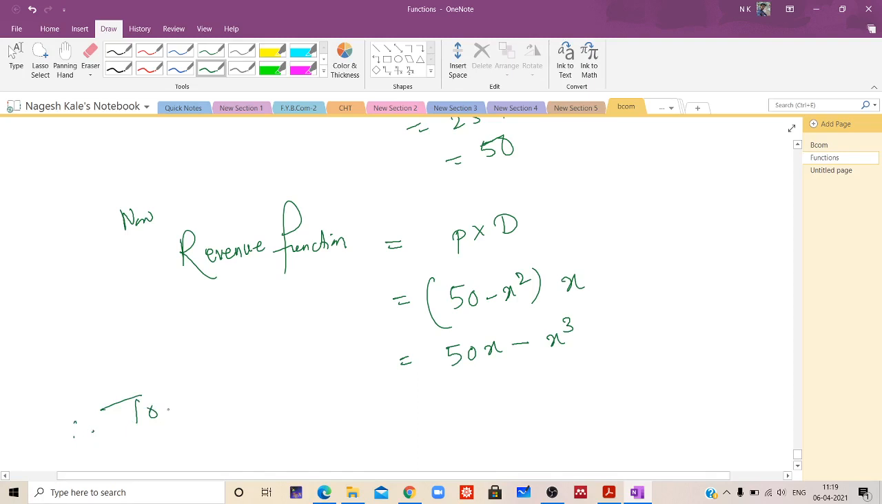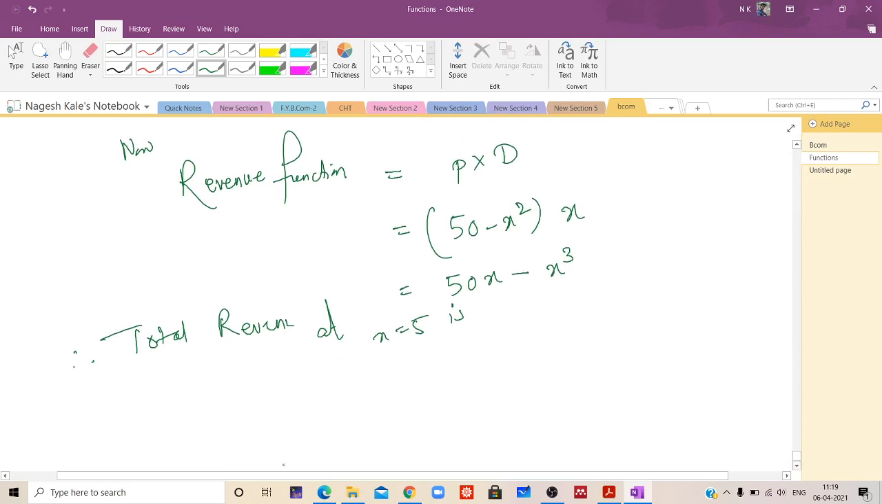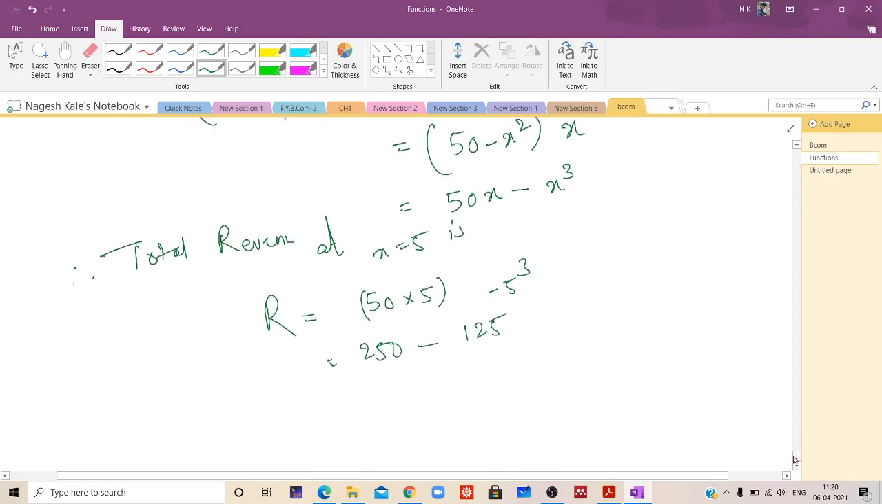So therefore total revenue at x equal to 5 is what will come? Wherever you see x in the revenue function, put 5. So R equal to 50 into 5 minus 5 cube. 50 into 5 is 250, minus 5 cube is 125. So total revenue will be 125.